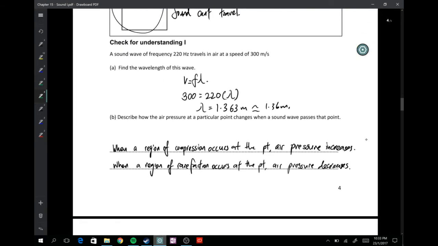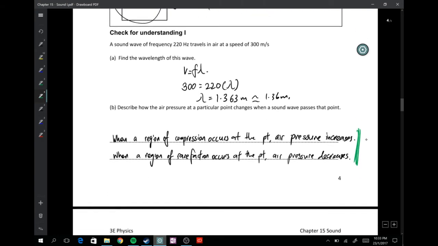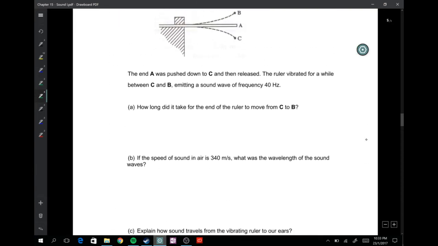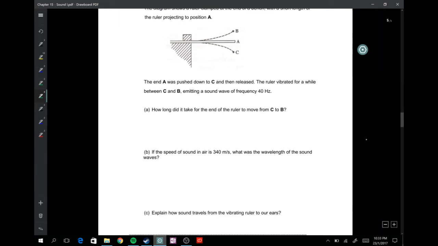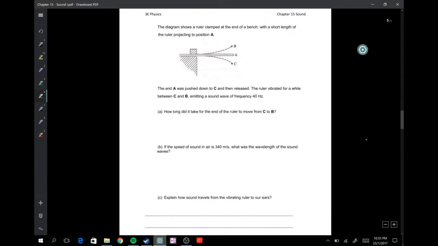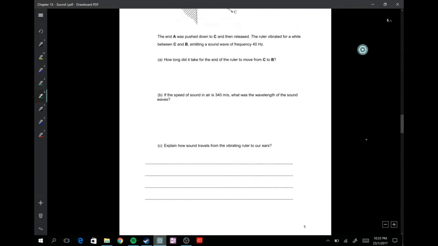Okay, so check for understanding 1. These are the answers. I think I went through page 4, should be fine. Okay, let's carry on with the rest of the page. I'm going to go through this in class. These are questions that I want you all to try, so please go and try page 5.